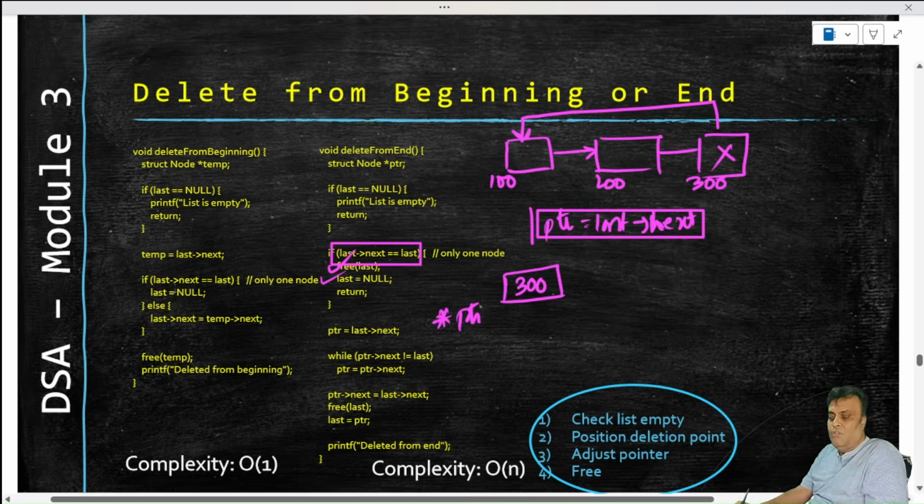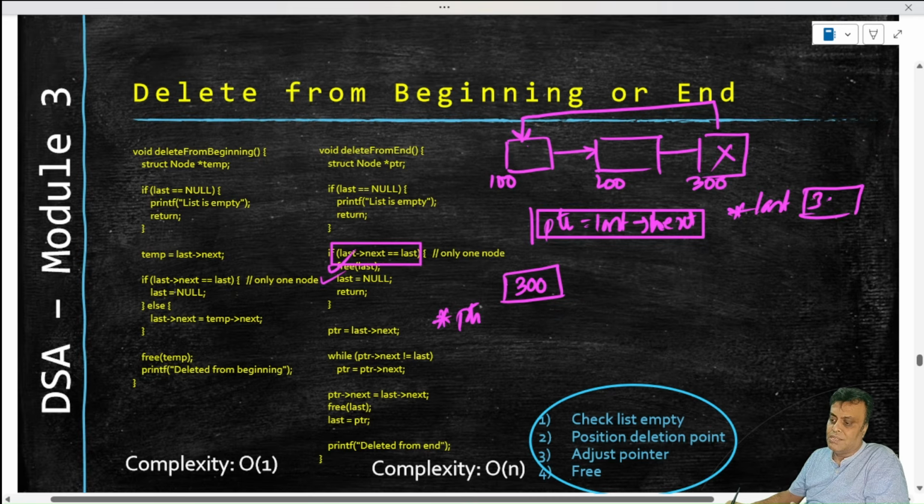So all we need to do now, remember we are trying to delete 300. The PTR's next will be equal to the last next. What is last next? Last we did not store. Again we will store last. Last has 300. So the last next is the head, and PTR's next is equal to last next.